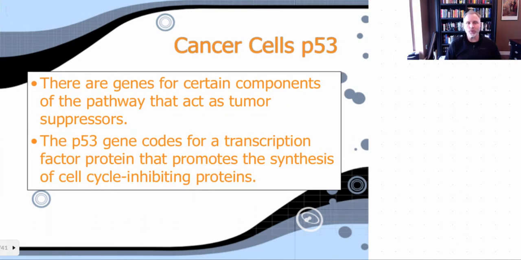Okay. So we talked about the P53 gene, and there's a lot of different types of genes that behave in a similar fashion, but P53 is the really important one. And these genes contain certain types of components that act to suppress the tumor that is potentially growing. And what the P53 gene does is it codes for transcription factors, and these types of proteins are going to promote the synthesis of these cell cycle inhibiting proteins. In other words, the P53 gene is going to make these things that are going to stop the cell cycle so that these errors can be repaired.